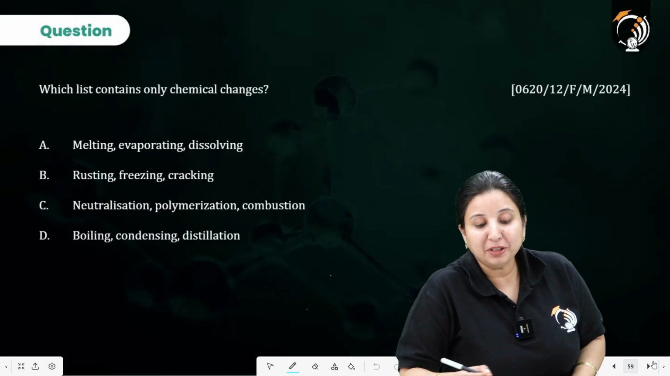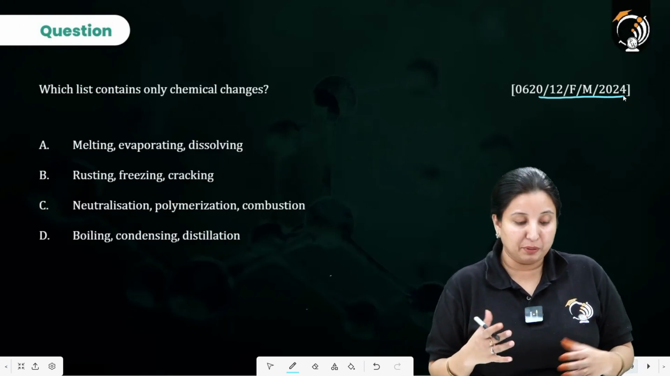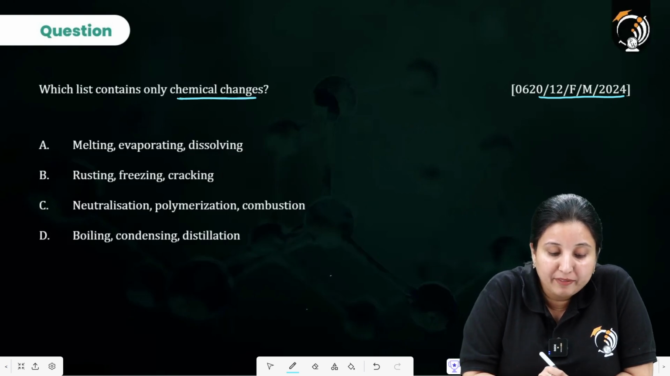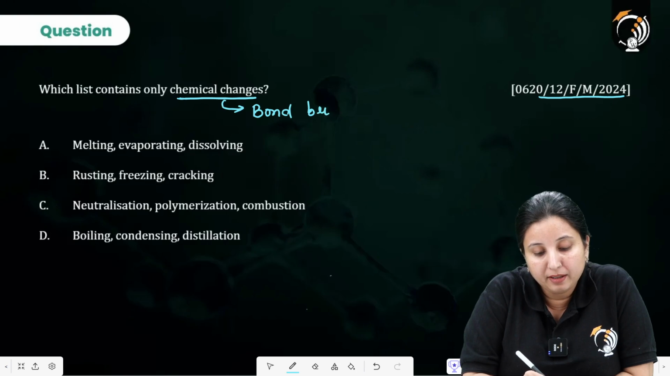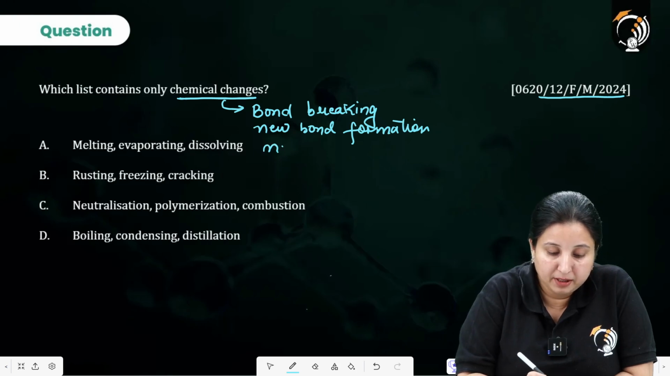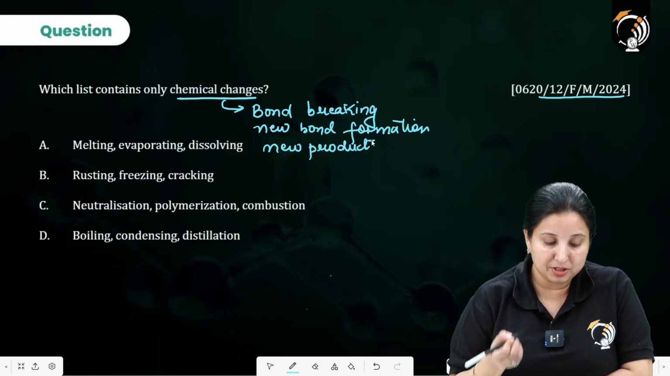Now look, this is the fourth question from the same variant. Okay. So, you can just see how frequently we get a question over here. Which list contains only chemical changes? Now, when we are talking about chemical changes, it means there will be bond breaking, new bond formation. Besides that, there will be a new product also. Okay. So, melting, evaporating, dissolving, they are not chemical changes, but they are physical changes.